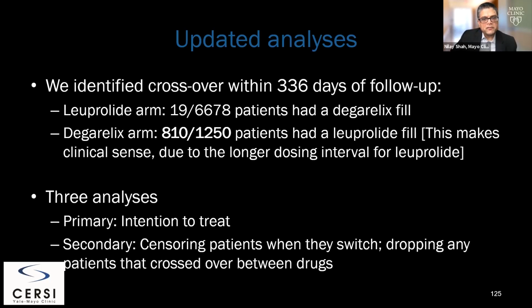We identified crossover in 336 days in 20 leuprolide patients, but the key was in the degarelix arm. We saw 810 patients that actually did receive leuprolide. And as the urologist on our team pointed out, this makes clinical sense due to the longer dosing interval for leuprolide. So this will commonly happen in real world practice. So again, going back to this issue of how do we marry what we are seeing in real world practice with what's proposed in the clinical trial.